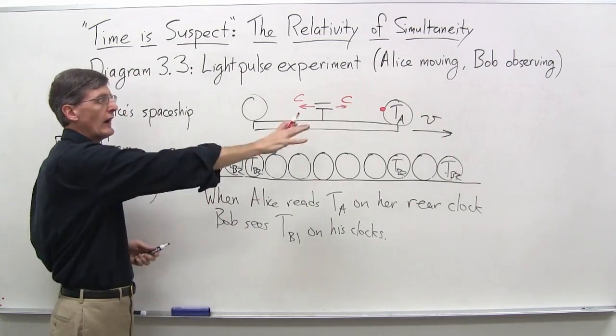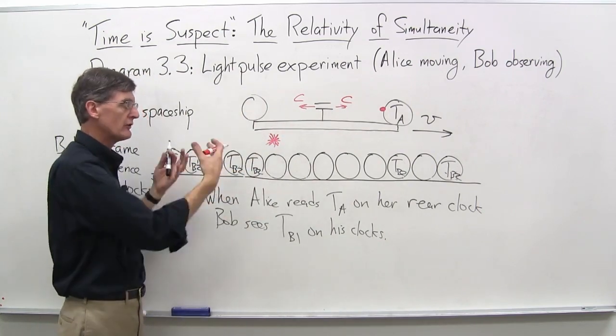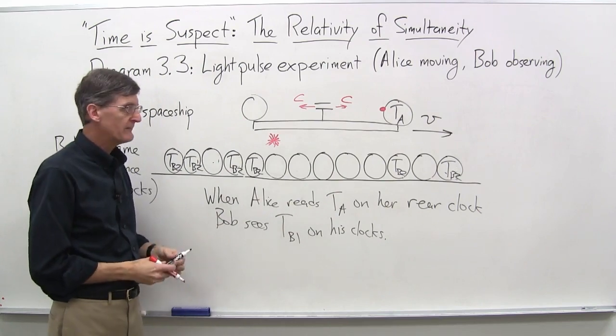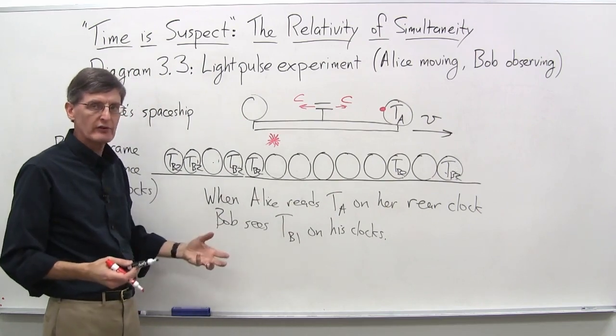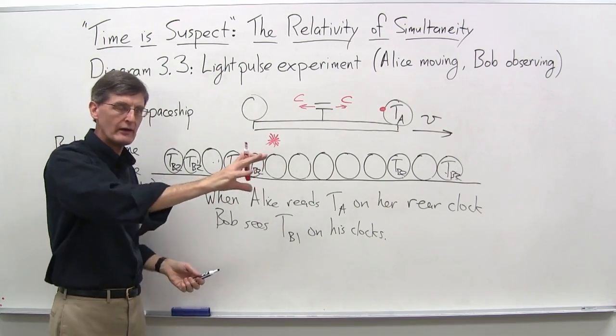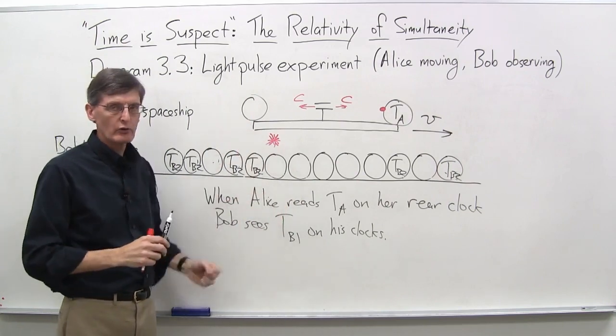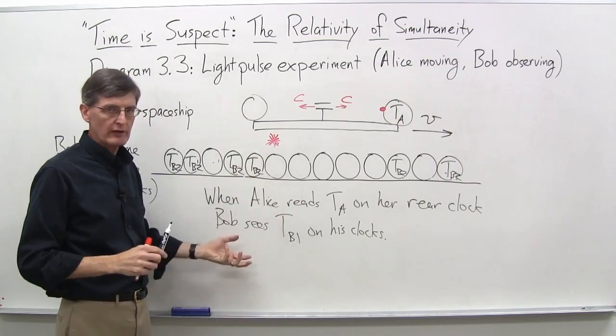No matter how Alice is moving, Bob will always see those velocities to be c. Alice will see those velocities to be c, even though intuitively, in our common sense understanding of how velocities work, if something is moving and then you shoot something else out of it, the velocity of the two things are going to add together. Doesn't work that way with light. And here's our first strange result because of that.